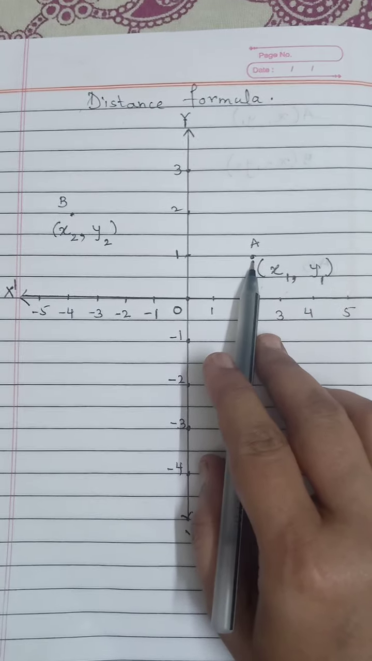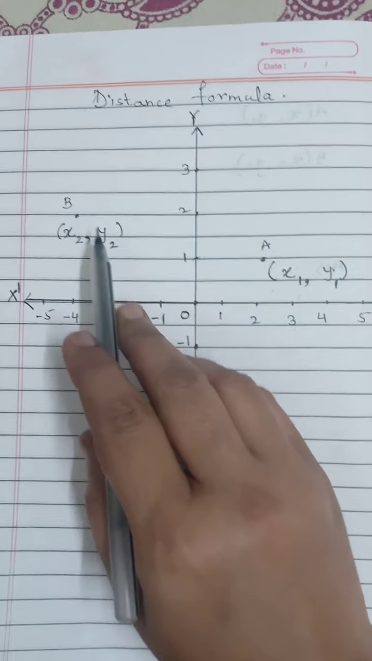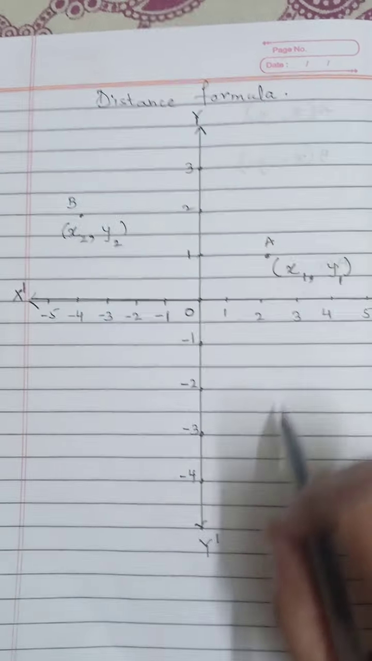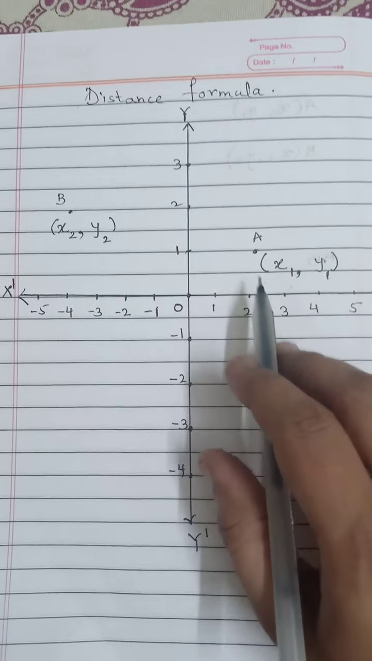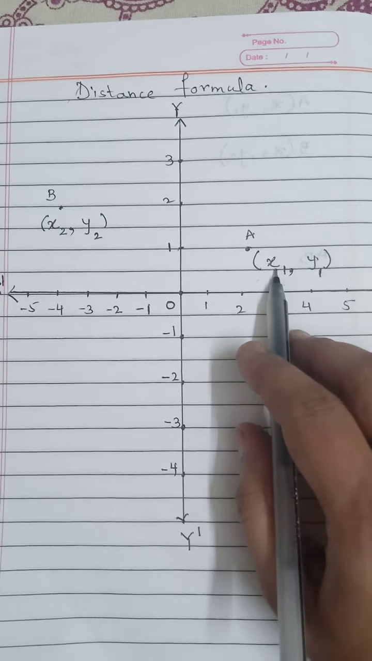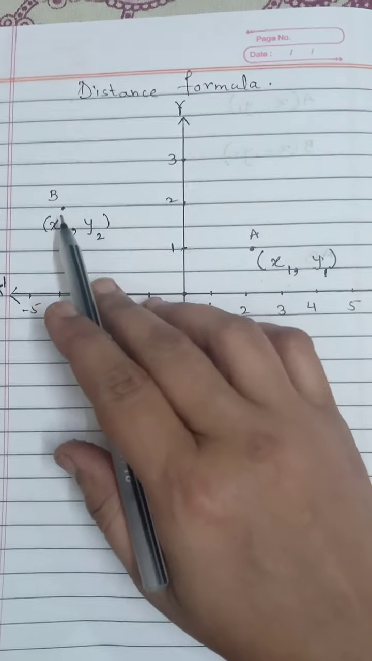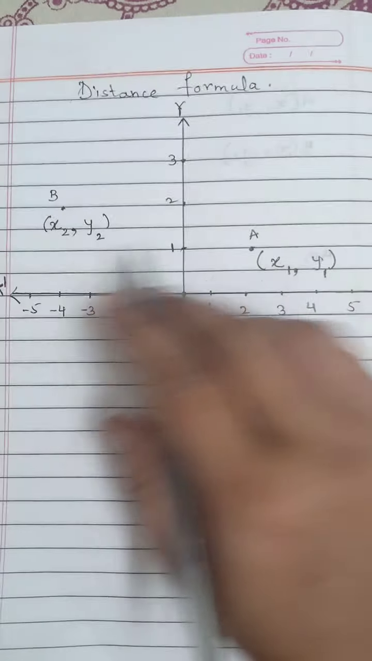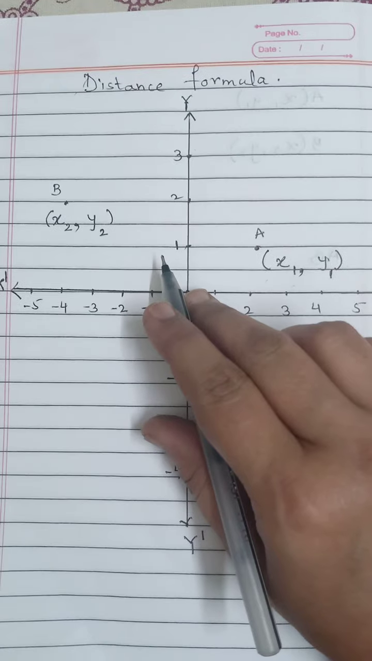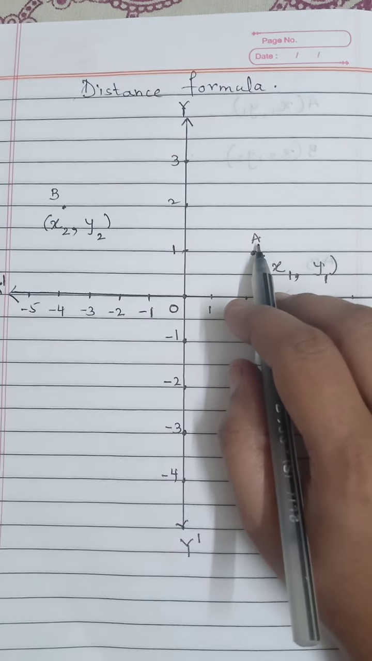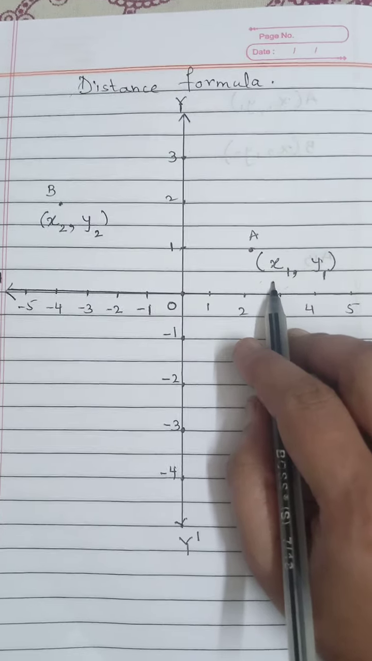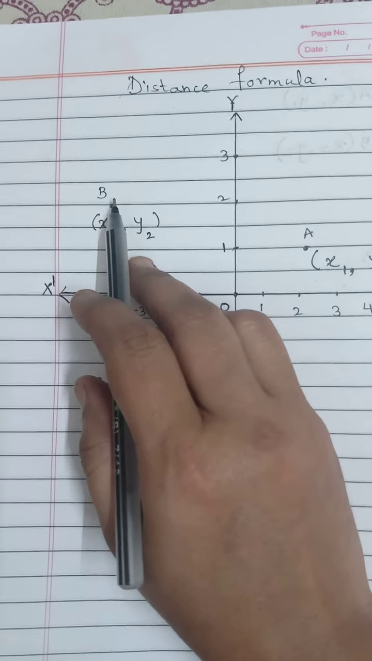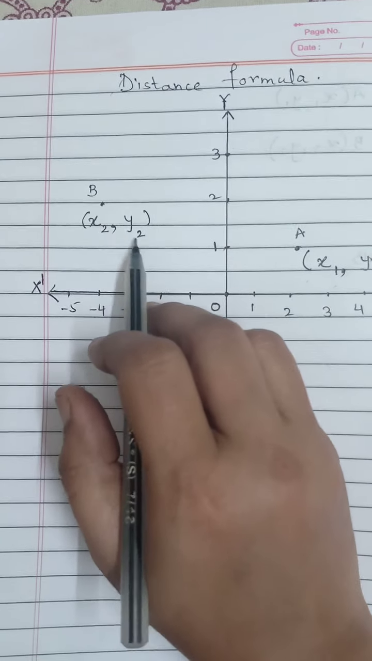I have taken one point A and another point B. As we know, all the points in the coordinate system or in the graph are defined by their coordinates, and a coordinate has an x coordinate as well as a y coordinate. Similarly, B also has an x coordinate as well as a y coordinate. But I have taken the subscripts 1 and 2, and I will explain why. First of all, A is the first point, so I have taken its coordinates as x1, y1. B is the second point, so for B I have taken x2, y2.